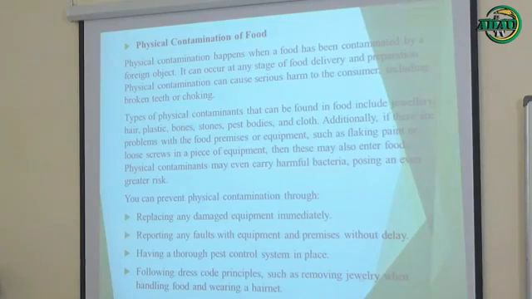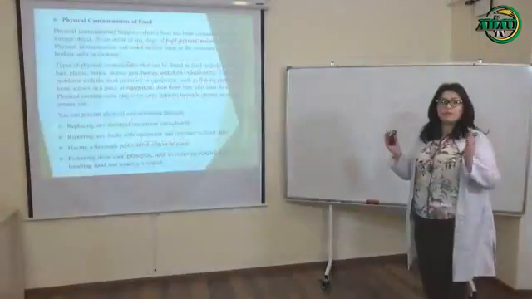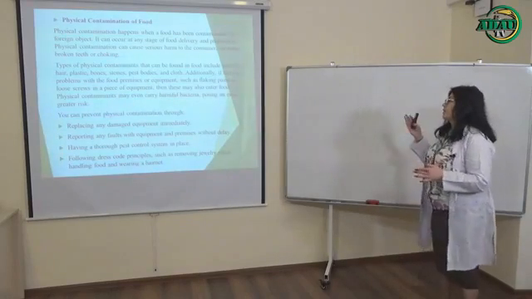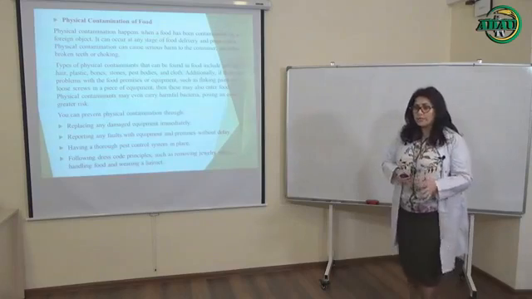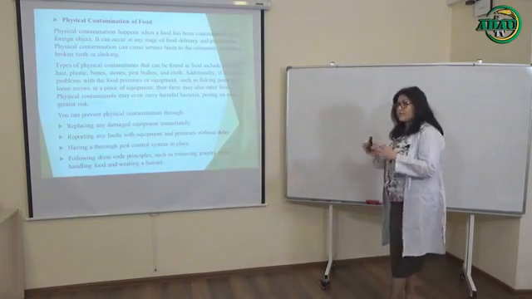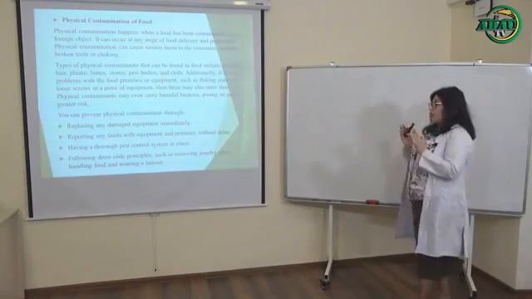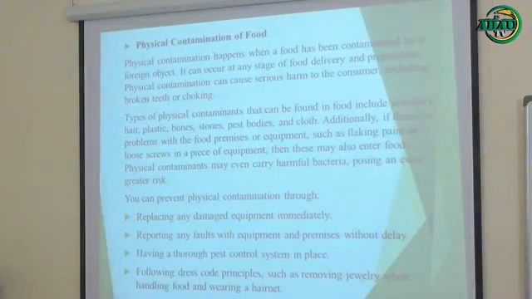Types of physical contaminants that can be found in food include jewelry, hair, plastic, bones, stones, insects or pest bodies, and even parts of clothes. There can even be a situation where the equipment is broken, which means parts of this broken equipment can physically contaminate the food. Additionally, if there are problems with the food premises or equipment, such as flaking paint or loose screws in a piece of equipment, then this may also enter and contaminate food.